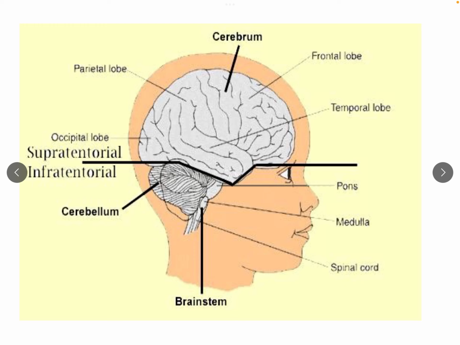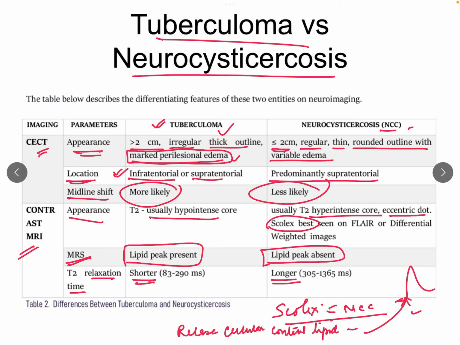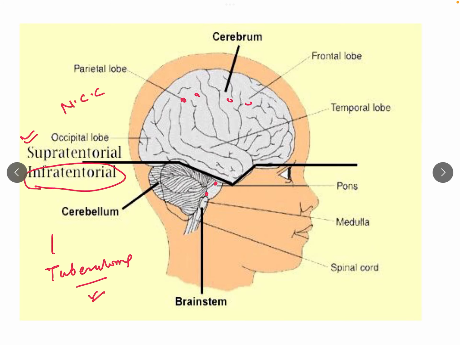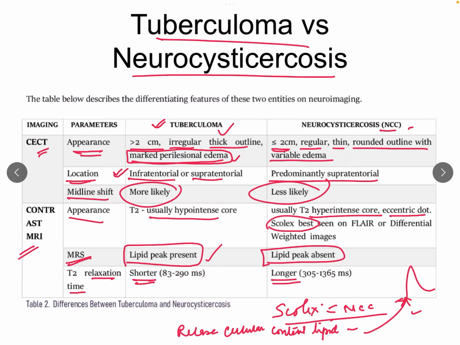Now, just to revise, the lesions are infratentorial most commonly in case of tuberculoma. However, lesions are most commonly supratentorial in case of neurocysticercosis. The lipid peak is classically seen in case of tuberculoma and it is absent in case of neurocysticercosis. So this is how we diagnose. But the most important part is, if we know how CNS TB develops, then we are able to understand. Okay.